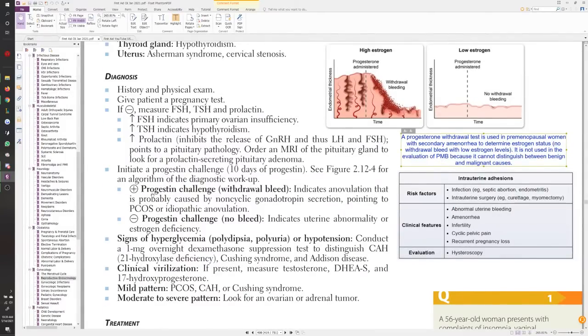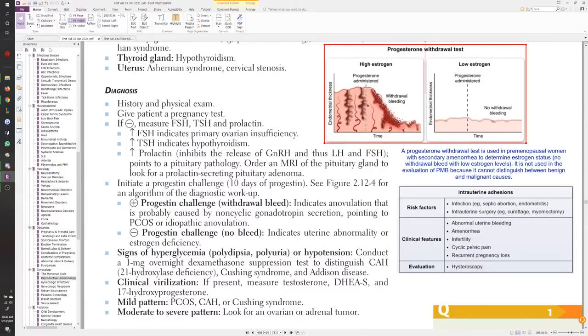Premenopausal bleeding. So the progestin challenge withdrawal bleed indicates anovulation that is probably caused by non-cyclic gonadotropin secretion, pointing to PCOS or idiopathic anovulation. Right, so when you do the progestin challenge test and there is bleeding, then in America, that generally just means the patient must have PCOS. And then you just have to get them started on birth control, because you don't want them to secrete more follicles. And they can get pregnant, so that's always a question too.